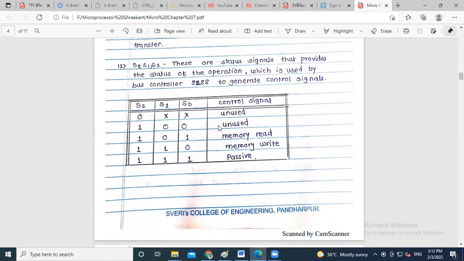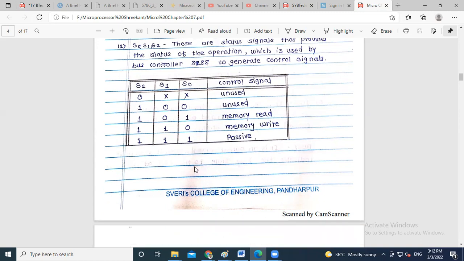Okay. So I have given you this table for better understanding of when each is used and when it is not used, with the S0, S1 and S2 signals in three rows. Here, S1 and S2 I have marked as don't care. X means what? It is a don't care for unused. The first two conditions are for unused, and the remaining two conditions are for memory read and memory write. The last one is for passive, because all the signals are high, so it automatically becomes a passive one.